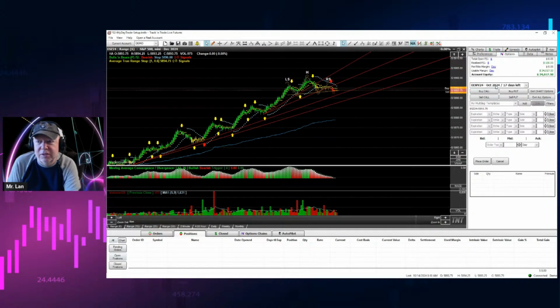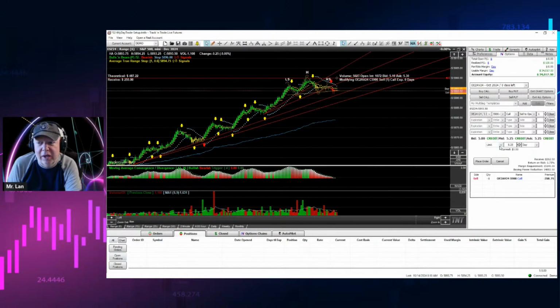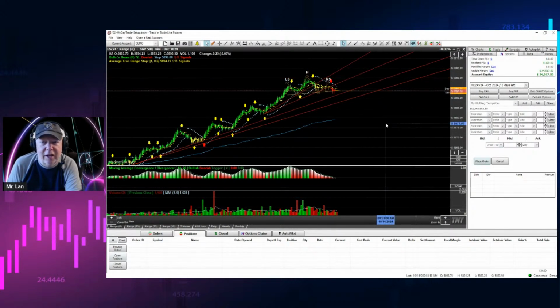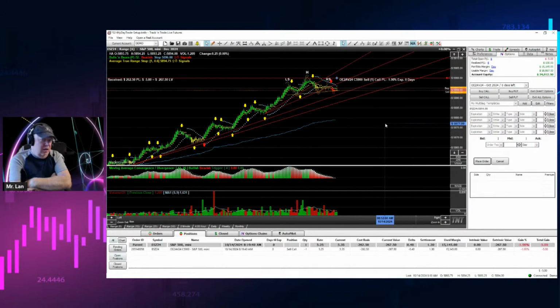I want to do it with options. So we're going to do a 0 days till expiration. We're going to sell a call option right up here above the high, $257. We're going to go ahead and sell that. Now, we might be wrong. And the fun thing about selling options is that you start collecting premium as the market moves through price and time.